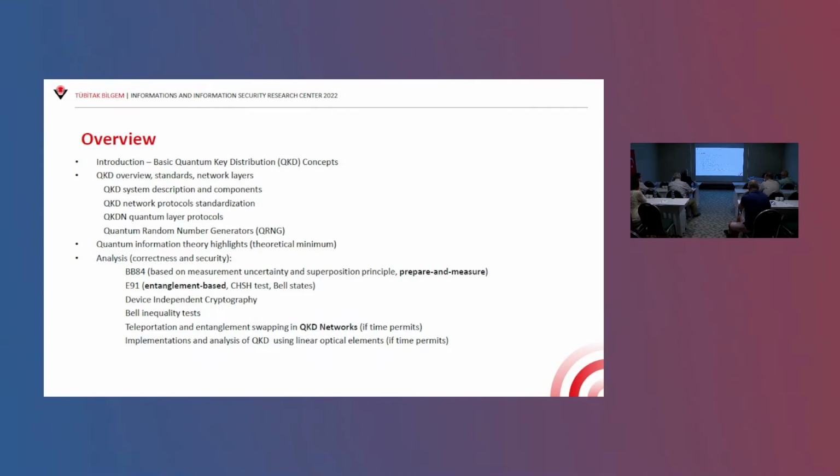So I'm going to overview the standards and network layers related to quantum key distribution. And then quantum random number generators are also an important part of physical layer security and quantum key distribution protocols. That's also based on quantum properties of particles. This is the part that I'm going to talk about. The next part would include quantum information theory highlights and analysis, correctness and security of these protocols, which would complete the entire picture, but I think we don't have enough time to cover all of these topics.